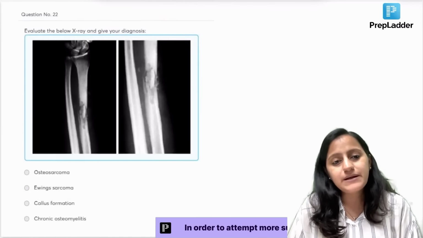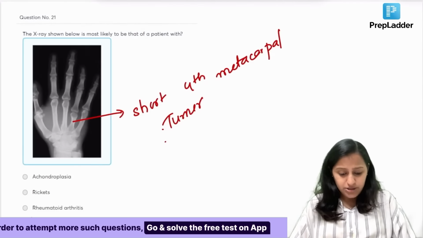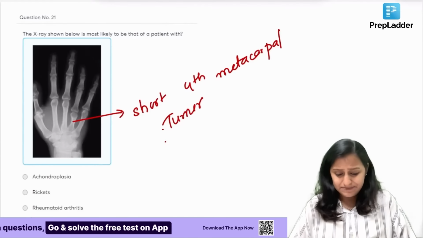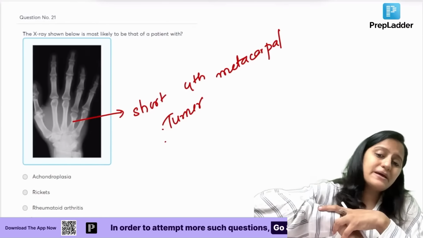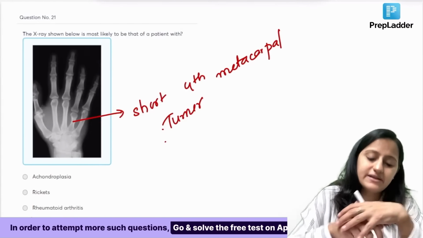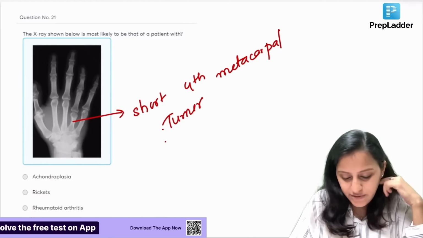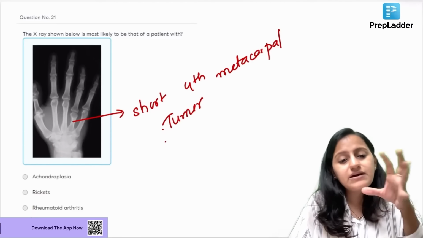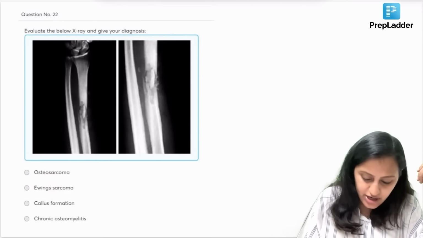Okay, next one. What is the diagnosis here? Why not B? That is rickets. See, in rickets it is going to be the weight bearing bones, that is your radius and so on, where changes are going to come. Okay, you are not seeing any of that here, the cupping, the fraying, the splaying, right? Very good. This is chronic osteomyelitis.